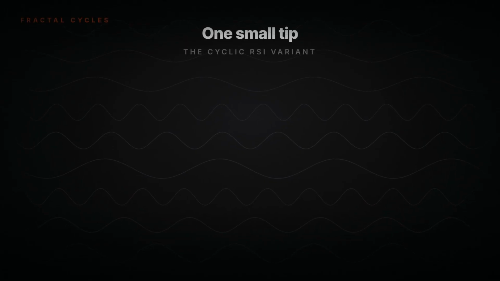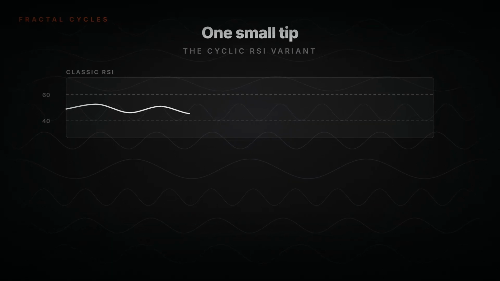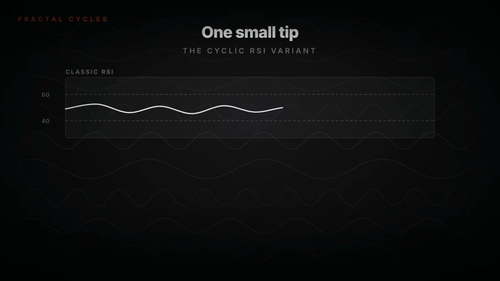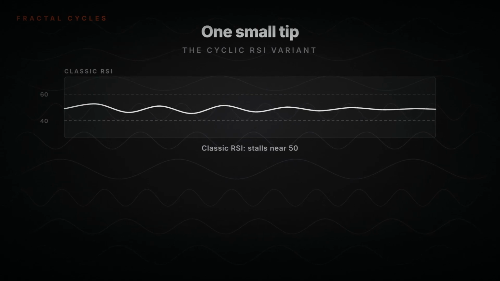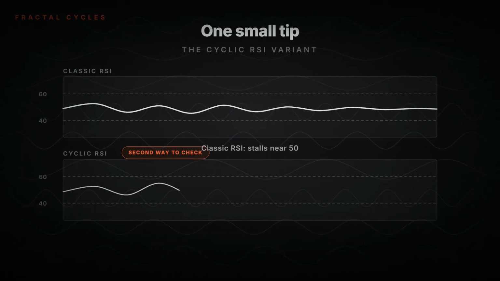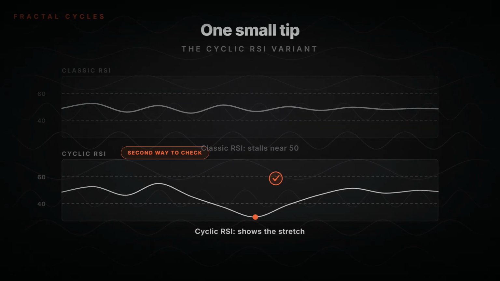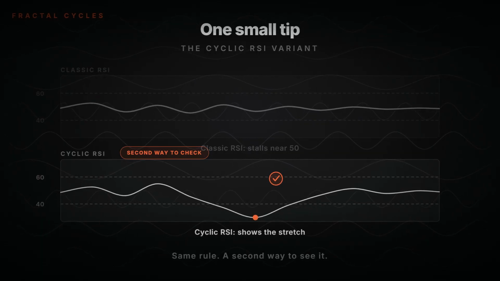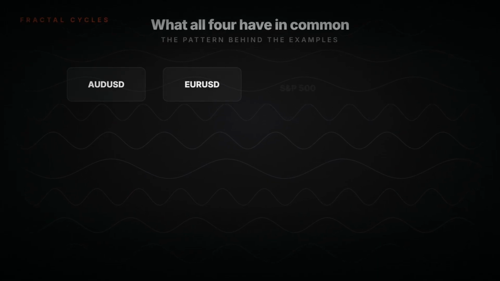There is one small extra tip before we move on. Sometimes every tile turns blue, meaning a rubber band and mean reverting market, and yet Cyclic RSI never quite drops below 40 because it stalls somewhere near the middle instead. When that happens, I check a second reading called Cyclic RSI, and if that one shows the stretch clearly, then I treat it exactly the same as before and go looking for the longest turning cycle in the top 5. It is the same rule, and simply a second way to notice the stretch for the times when the first one stays quiet.